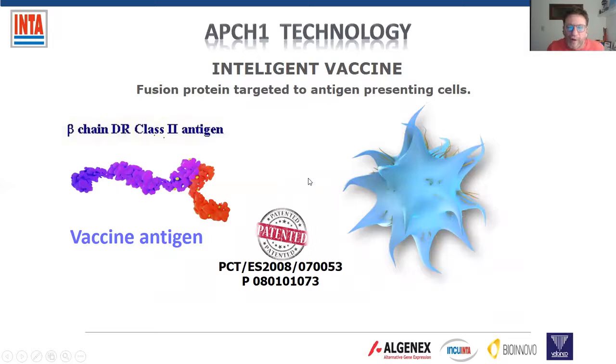So what was our response to this disease? We developed a new technology, the name is APCH1. This technology is a targeted vaccine. The concept is that we make a fusion protein between the E2 and a single chain antibody that recognizes epitopes of dendritic cells. Dendritic cells are the most important cells to direct the immune response. So the concept is we make a targeted vaccine in order to have a better immune response.